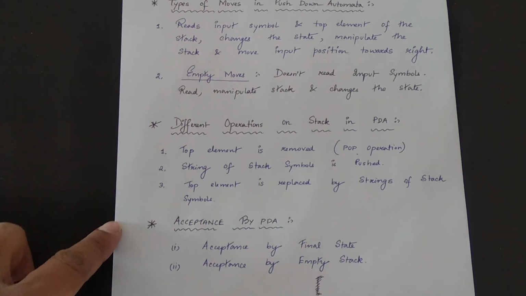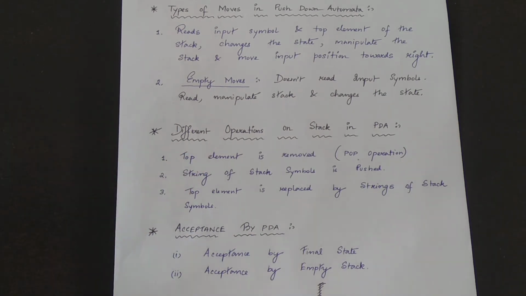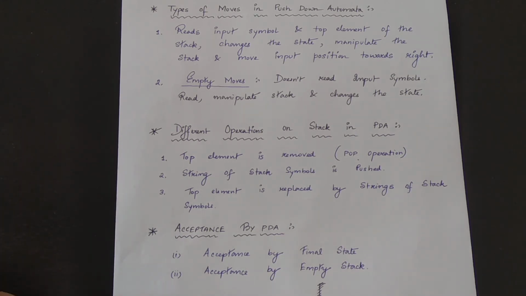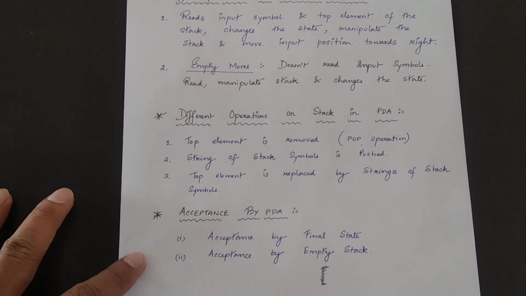Now moving to the next topic, that is different types of operations on stack. That you already know, right? One is push, one is pop. Number one, the top element is removed, that is the pop operation. Anything to be pushed is the push operation, that is a string of stack symbols. And the third one, the top element is replaced by a string of stack symbols. That means if you have certain stack symbols and you want to replace them, only the top element can be replaced. That is one kind of operation that is not that useful, but yes, the two useful operations are push and pop, correct? Inserting and deleting.